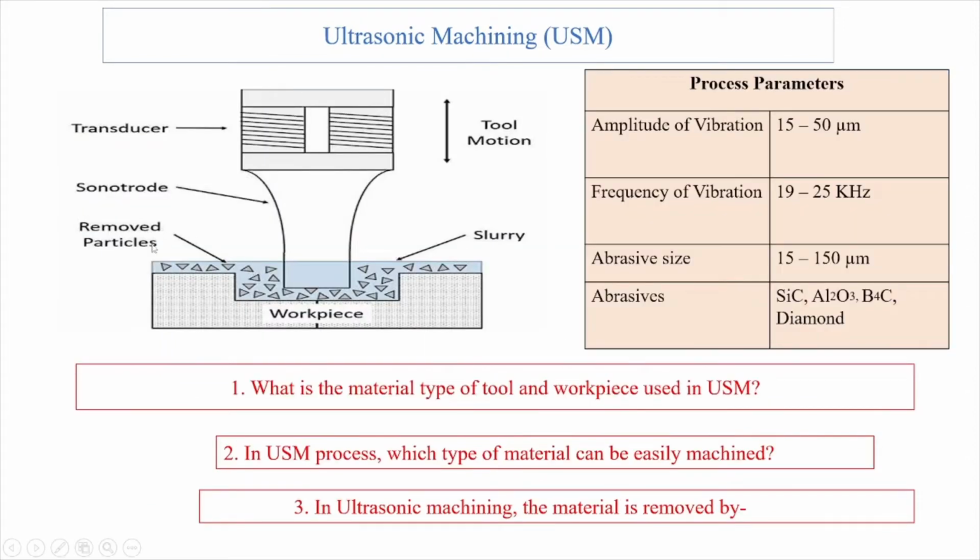So in the USM process, which type of material? Okay, that brittle material. In ultrasonic machining, the material is removed by, can anyone tell? See, if I give the option as by abrasives also, right? So by the flow of abrasives. The abrasives used are SiC, Al2O3, B4C. Those abrasives are only removing the material.